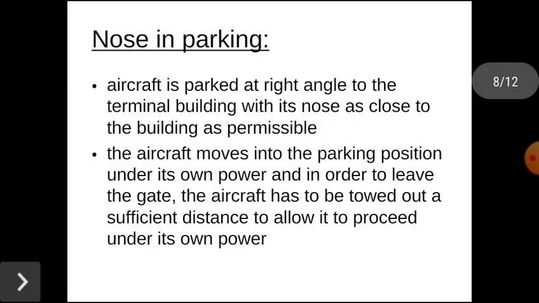So first, nose in parking. In this parking, the aircraft is parked at right angle to the terminal building with its nose as close to the building as permissible. The aircraft moves into the parking position under its own power, and in order to leave the gate, the aircraft has to be towed out a sufficient distance to allow it to proceed under its own power.